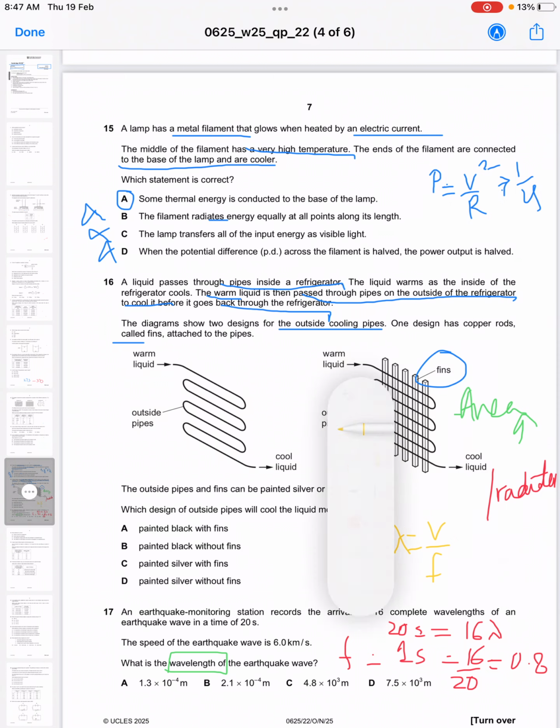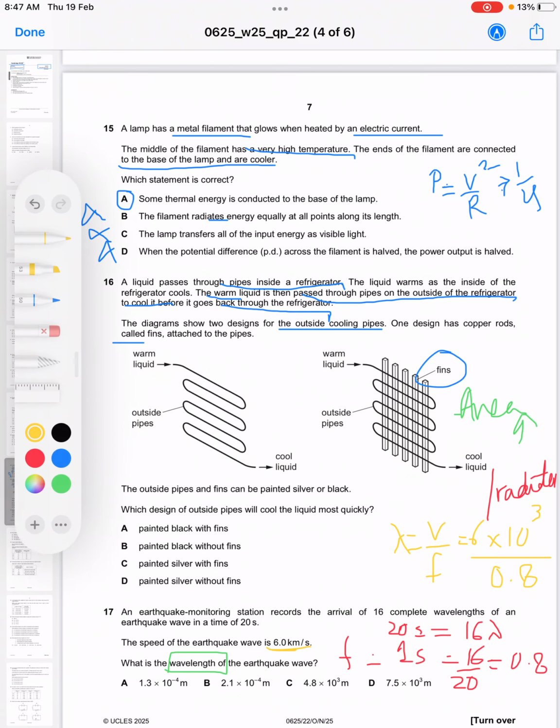Just substitute the values. We know V is 6 into 10 raised to the power 3 because of the kilometers, right? We convert it to meters by multiplying with 1000, divided by 0.8, and we get the answer 7.5 into 10 raised to the power 3. So you can see this is the right option, D.